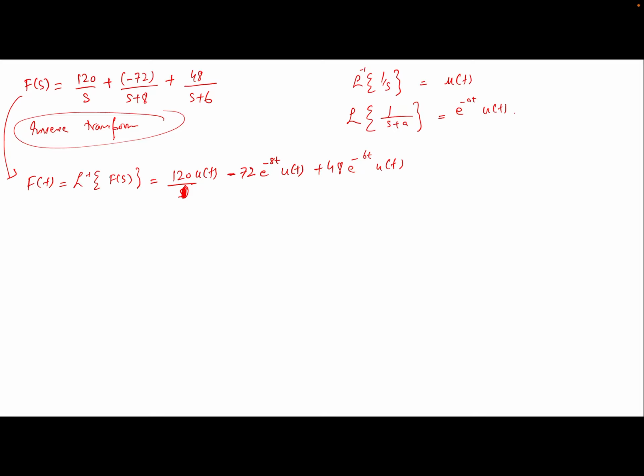And again, since we usually use capitals for the Laplace transform variable, I can use a smaller letter here. So my function f of t is going to come out to be 120 minus 72 e raised to the power minus 8t plus 48 e raised to the power minus 6t, times a unit step function. Okay, so this is it, right? So this is how we can solve it.